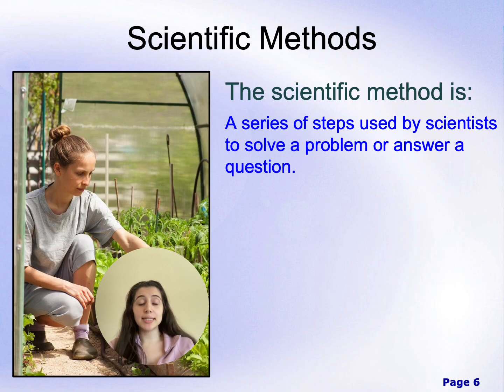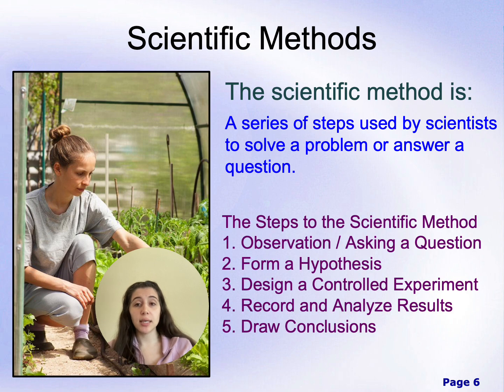So how do scientists test a hypothesis? They follow a process called the scientific method. It's a series of steps designed to solve problems or answer questions logically. Let's go through these steps. Number 1, ask a question based on an observation. 2, propose a hypothesis, a testable explanation. 3, design a controlled experiment to test it. 4, record and analyze the results. 5, draw a conclusion based on the data.